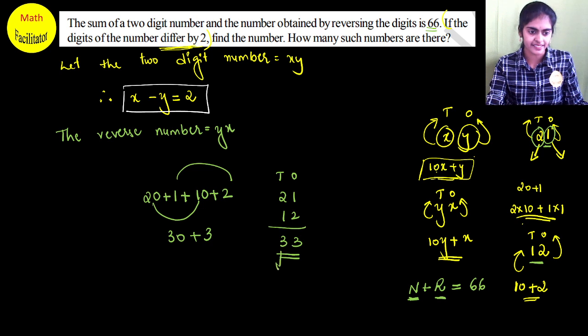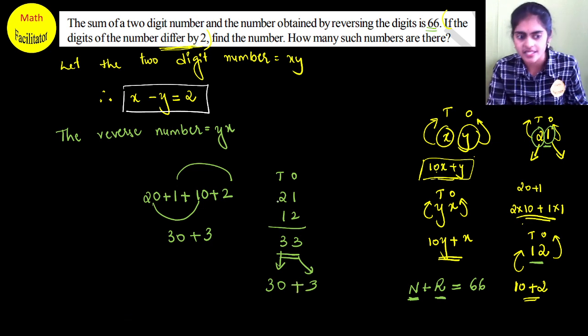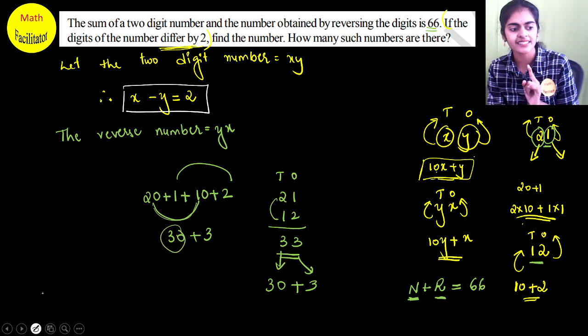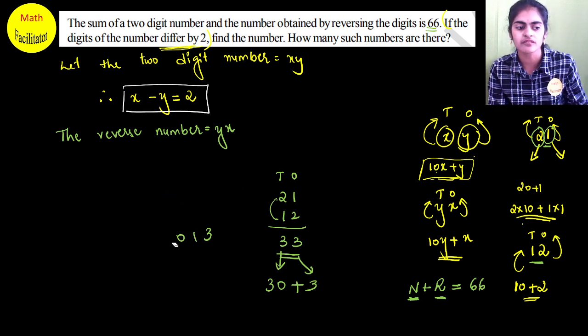Here, this is nothing but 30. It is not just 3, it is 30. And this is 3. So that's how the number became 33. Okay, you didn't just add 2 plus 1. You added 20 plus 10. That's how you got 30. Understood? So you're not adding the digits simply, you're adding the value of the number here.